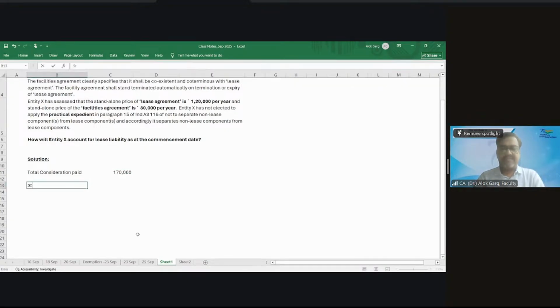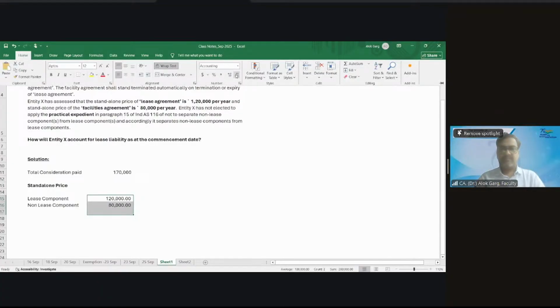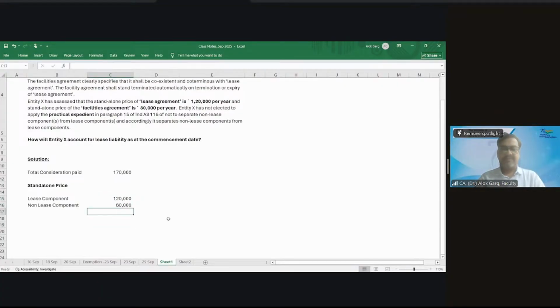What is the standalone price? Standalone price of lease component is 1,20,000, and of the non-lease component, 80,000, right? 120 and 80. What is the total? The total is 2 lakh, right?